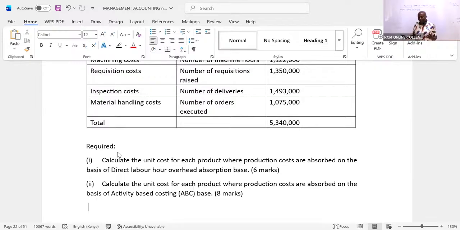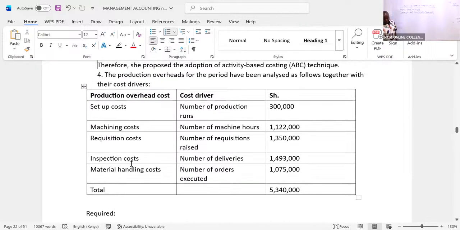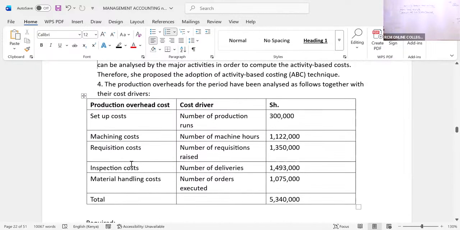We analyze the factors. So cost driver analysis, or analysis of cost drivers, or in brackets here, factors. And the examiner has done a great favor to us. He has given us these ones here, so I can see them there.